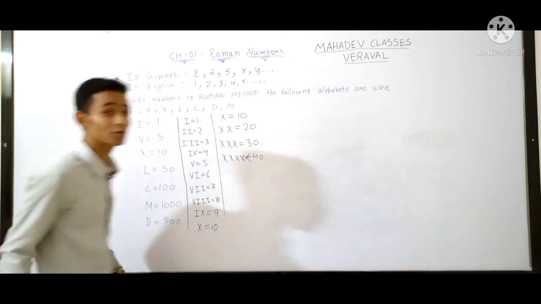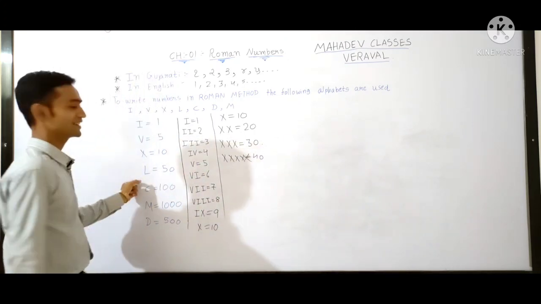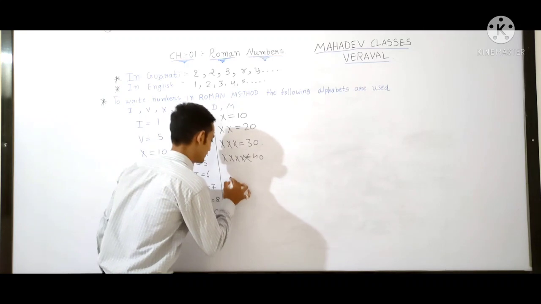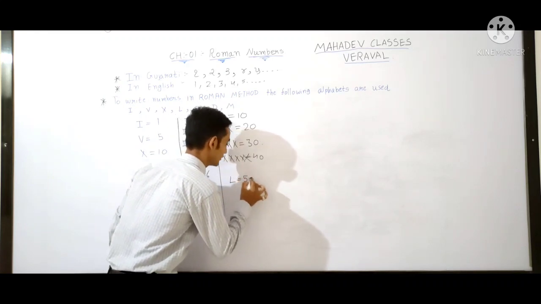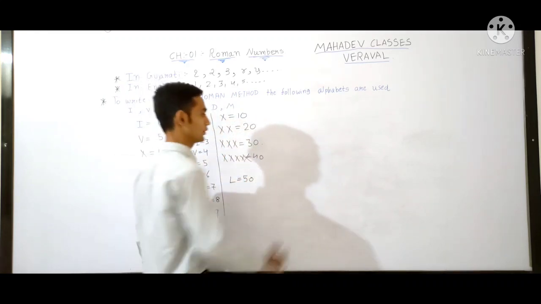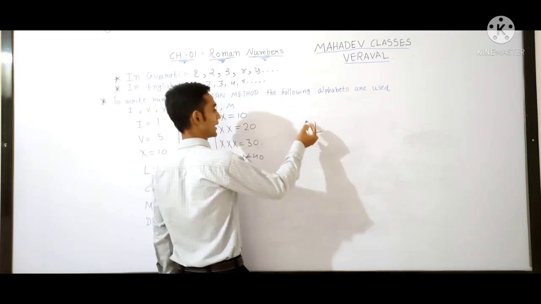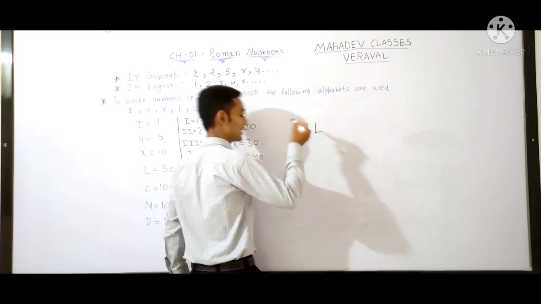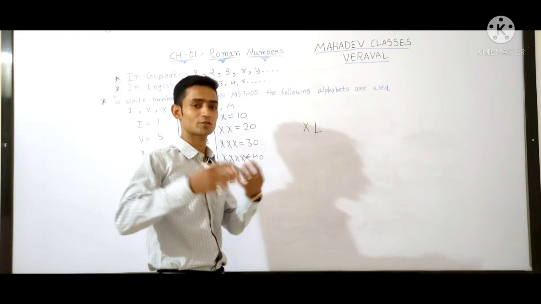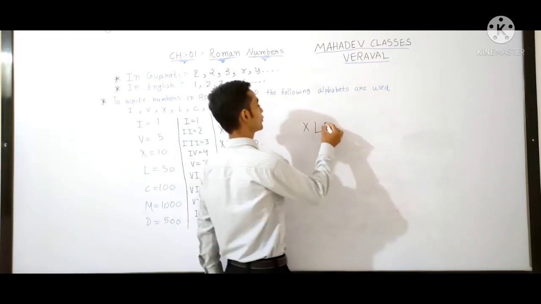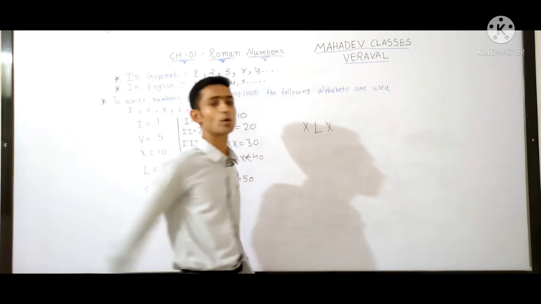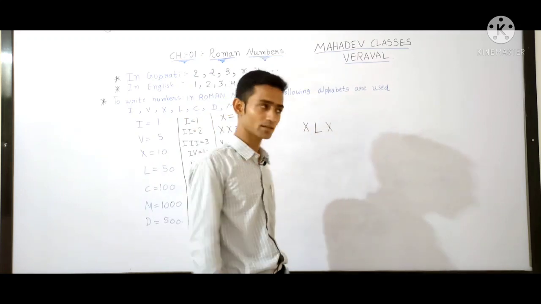You already know the Roman number of 50, which is L. Okay, simply we will write L is equal to 50. Now follow the rule. If you write X on the left side, you have to do the process of subtraction. If you write X on the right side, you have to do the process of addition.